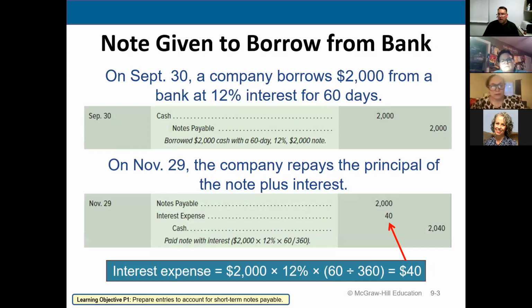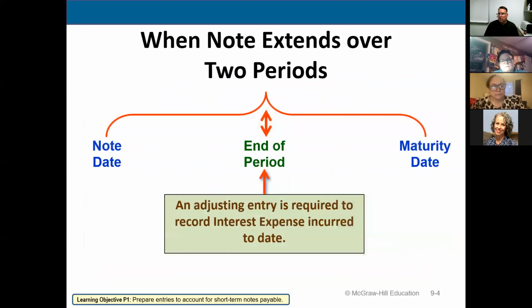Again, I think those aren't super new to us. But recognize that often our notes will extend over 2 financial periods. It's nice when a note only extends through the current year, but often it will extend over 2 periods. So at the end of the current period, we have to do an adjusting entry to recognize any interest expense that we've accrued up to that point. And then at the maturity date, we'll do an entry to pay it off.